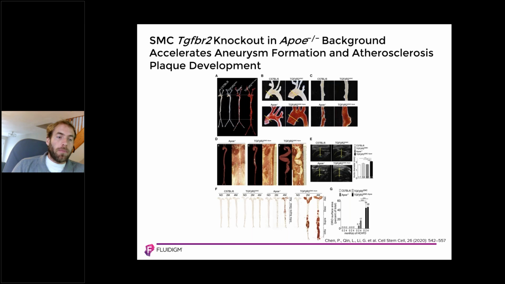Accordingly, they created a mouse model. They put this mouse model on an ApoE knockout background with a tamoxifen-induced deletion of the TGF-beta receptor in smooth muscle cells. As you can see, these knockout mouse models had huge amounts of lipid accumulation compared to the wild types, and they also experienced very nasty formations of aneurysms in their aortas.